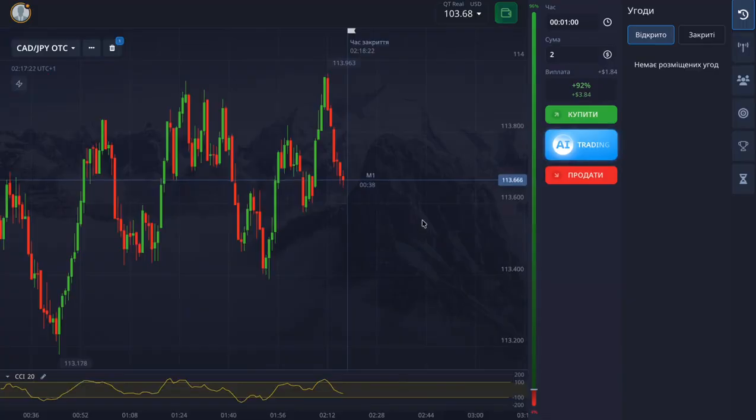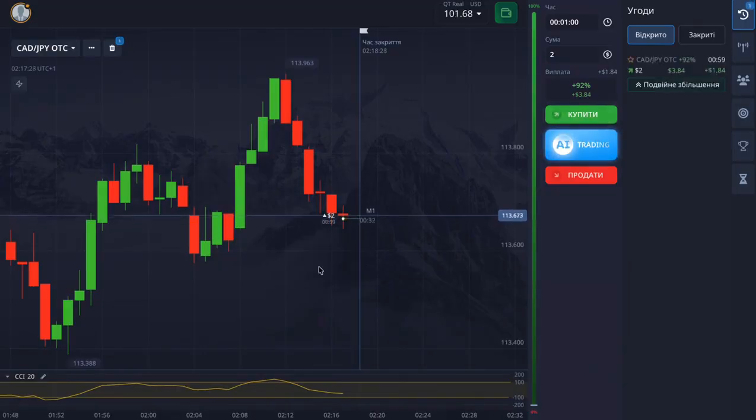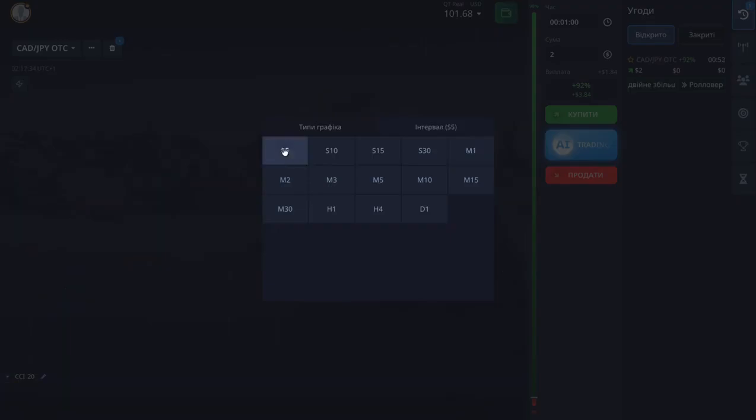For example, here, look, now the market will bounce off the lower level, and here you can go for a call. Let's you and I even try to enter in advance. Taking C, $2 on a call. We're waiting for the closing, and we're getting a great win.